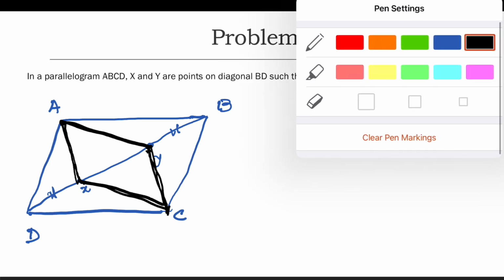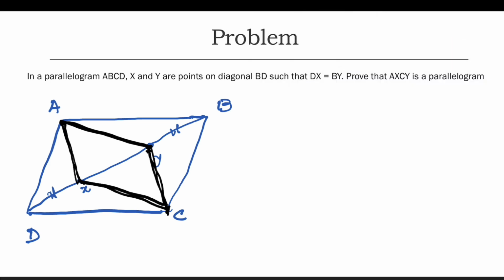So now let's look at two triangles. I'm looking at this triangle, which is CDX, and I'm looking at ABY triangle. Now, in these two triangles, what is happening? What all I know? I know this side is parallel to this side and equal to this side.